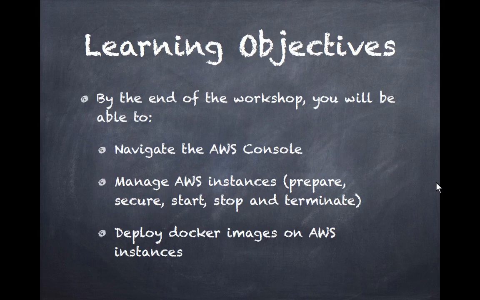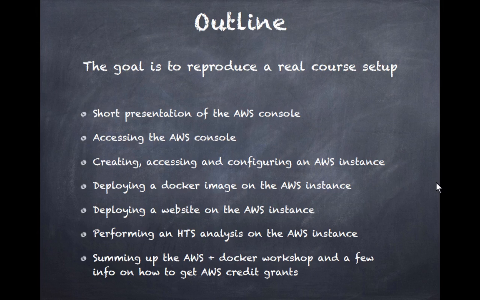Learning objectives, really. I hope by the end you can navigate the AWS console, start, secure, stop, and terminate instances, and deploy Docker images on an AWS instance. The way it will go is I will just present the AWS console very shortly. Then you will access it, and then create and configure your instance, and deploy a Docker image on it. I might make small mistakes in calling things an image, whereas it's a container, so bear with me. Then you will deploy a website on this instance.